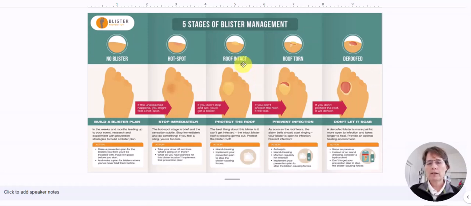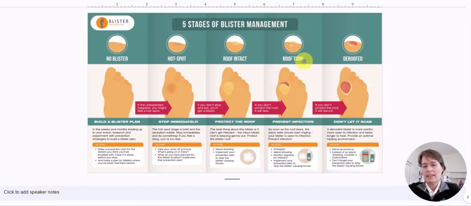So we implement the prevention because we want to get rid of the shear that's occurring in the soft tissue under the Band-Aid. So we need to have a plan, we need to have all the gear, or we just implement the prevention back here, so we're not having to deal with it. If we don't do enough here, what happens is the roof tears, and now it's open to infection.